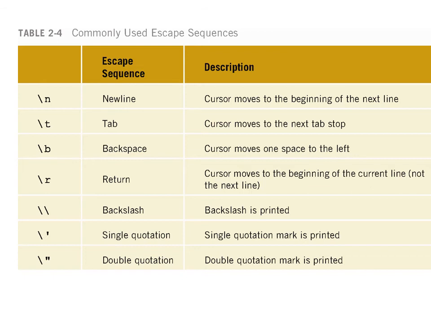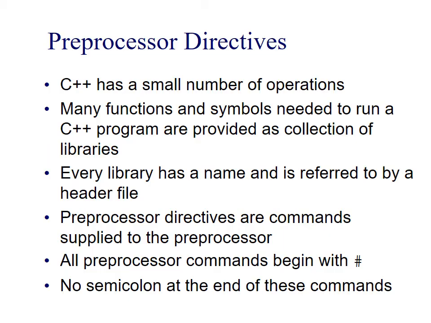So this is the meaning. Slash n means next line, slash t means a tab. So in the keyboard you find the tab key, right? If I put a tab it will give a big space. Slash b means backspace, slash r means return, like that. We have some meanings of these things.